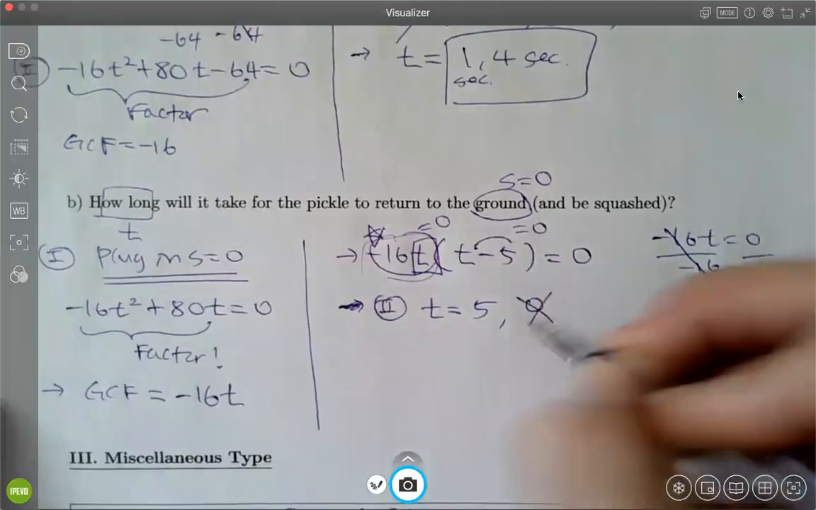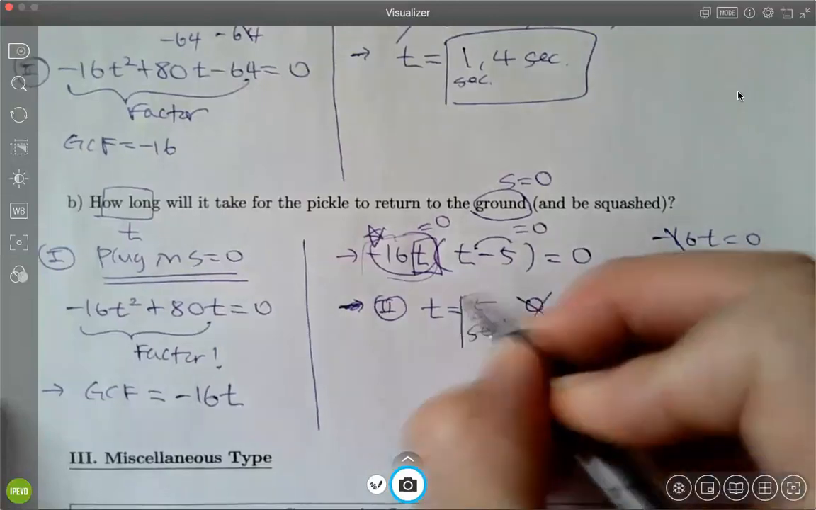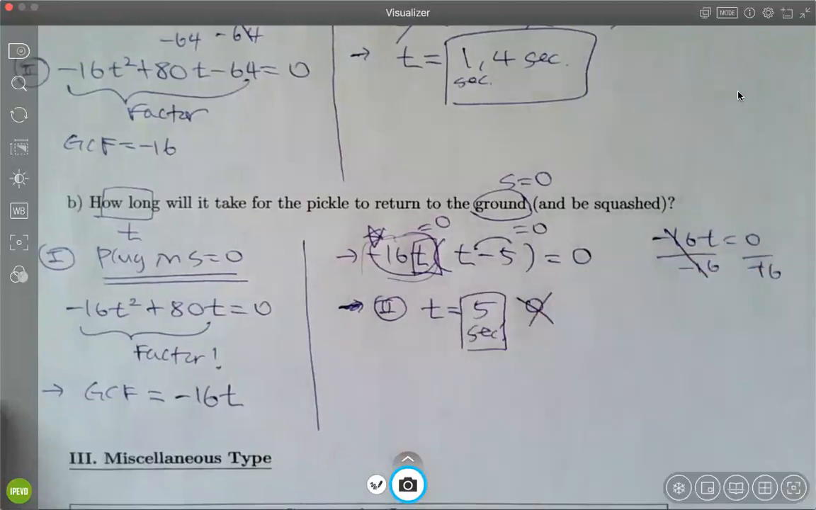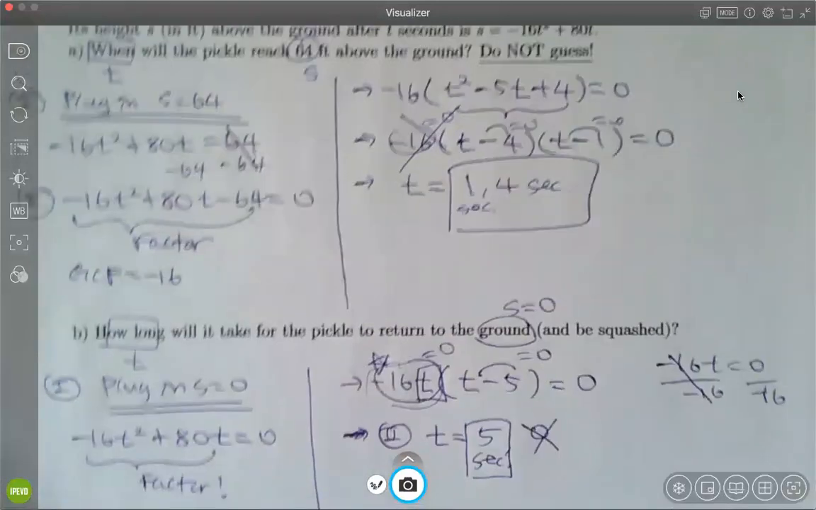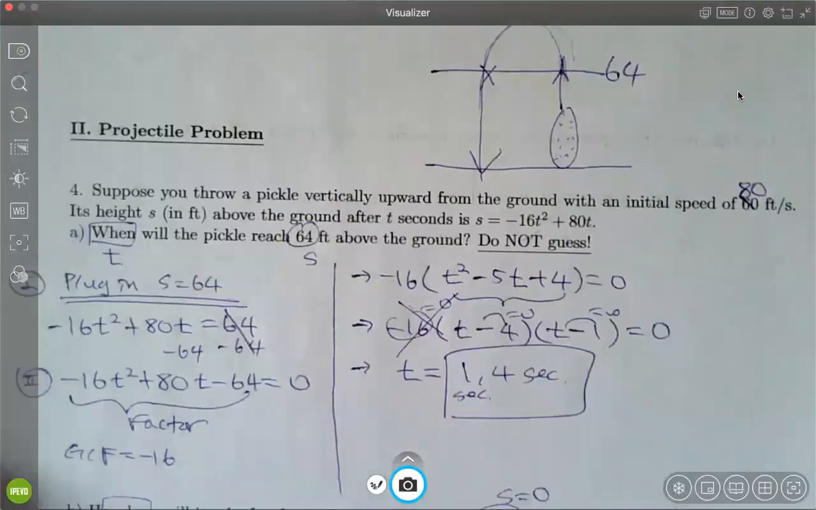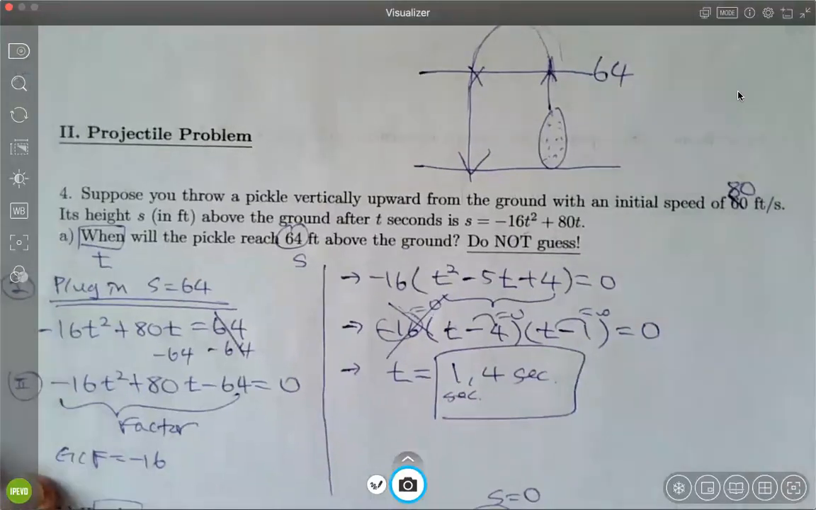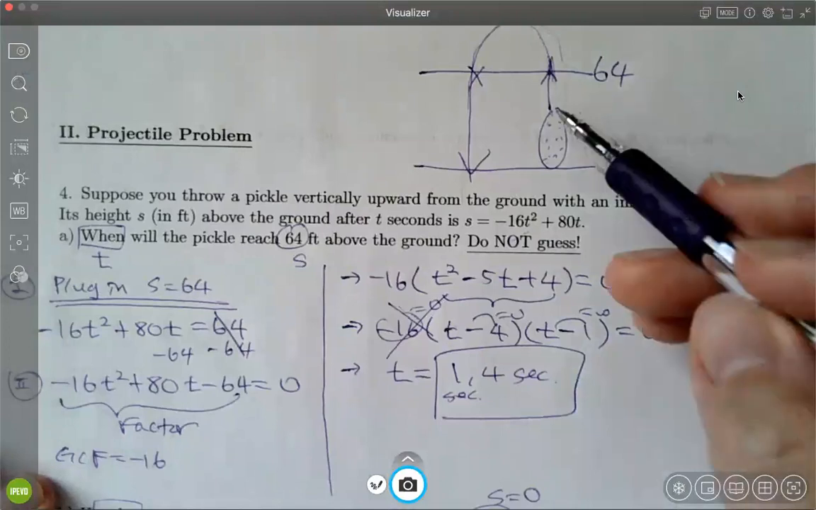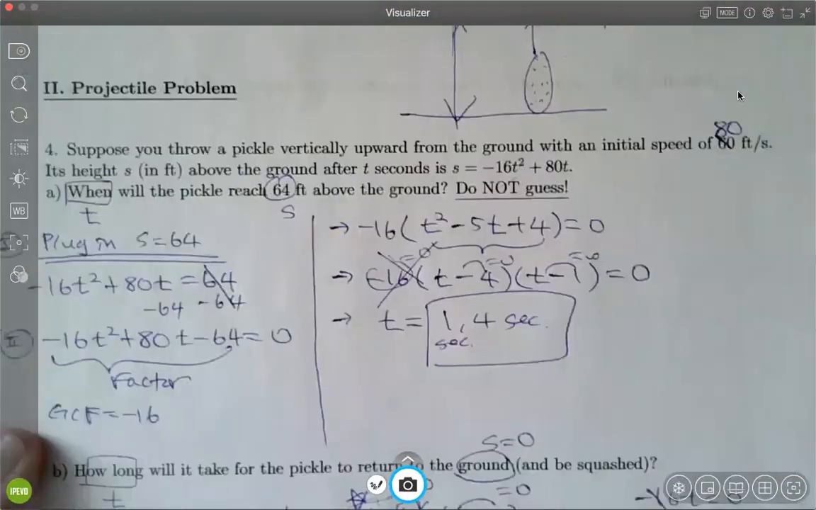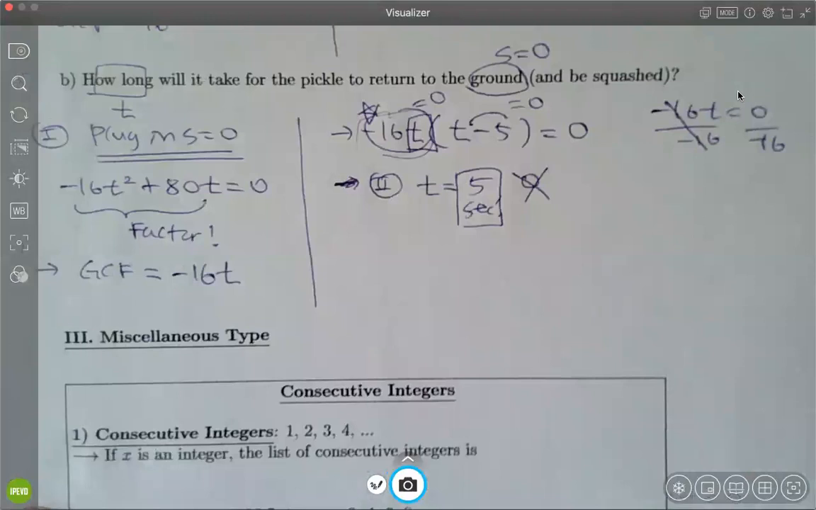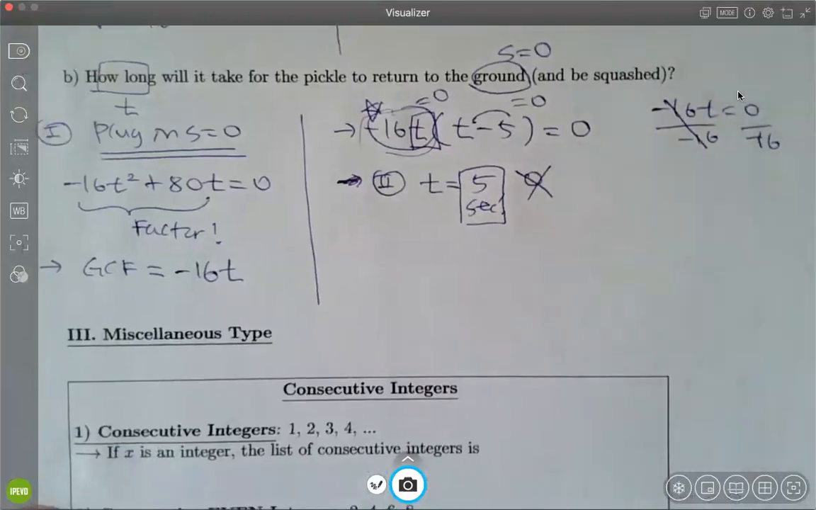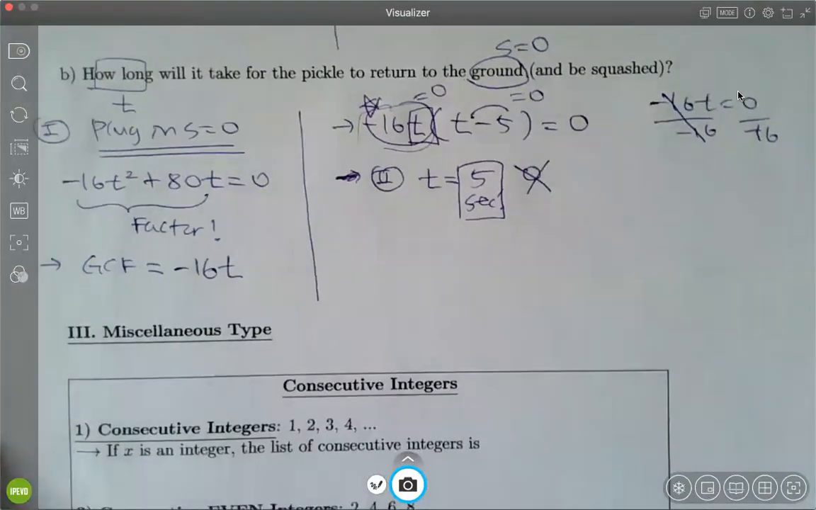Why? Because what does 0 seconds mean? The pickle hasn't left the ground yet. Right, it has not left the ground. The pickle has to be launched and then it will return to the ground. So that's why 0 doesn't work. Okay. So any questions on this projectile problem?